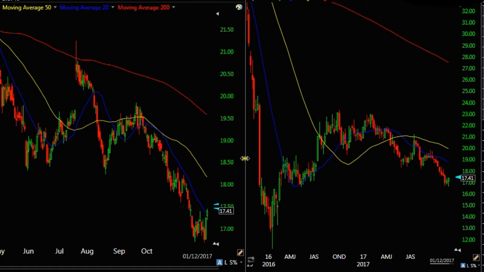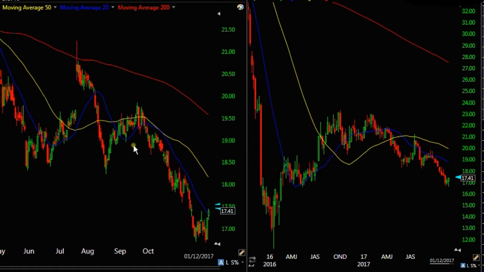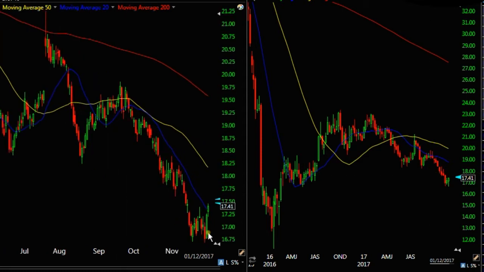On the left hand side, for those of you that are not familiar with the chart settings that we use on tradingwithzach.com, we have the daily chart. Each candle here represents 1 day's movement in this stock. The colored lines are the 200 moving average, the 50 moving average, and the 20 moving average. On the right hand side we have the weekly chart, again with the same moving averages, the 200 moving average in red, the 50 in yellow, and the 20 moving average in blue.